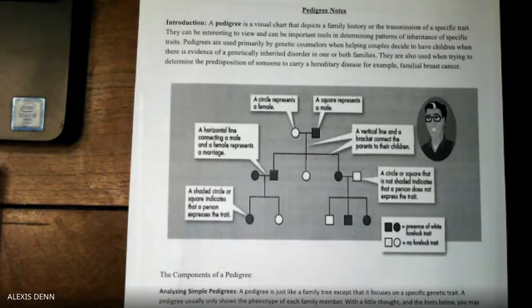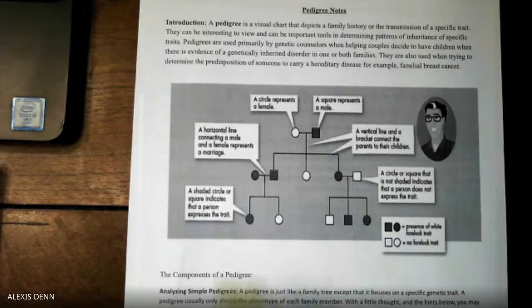Pedigrees are used primarily by genetic counselors in helping couples decide to have children when there is evidence of a genetically inherited disorder in one or both families. They are also used when trying to determine the predisposition of someone to carry a hereditary disease, for example, familial breast cancer.